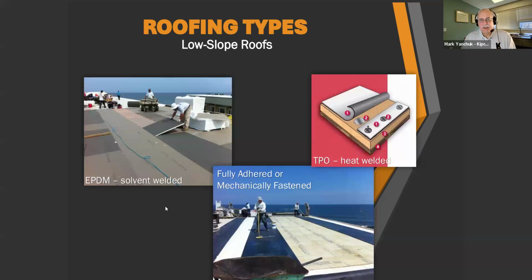Whereas TPO, which is a thermoplastic membrane, actually can be heat welded. So by applying heat, it melts a little bit and then it bonds together with the TPO next to it. PVC is very similar to TPO. It's also a thermoplastic membrane and it uses heat welding. It's a bit more pricey, so in the realm of residential products, most people would go with the TPO.